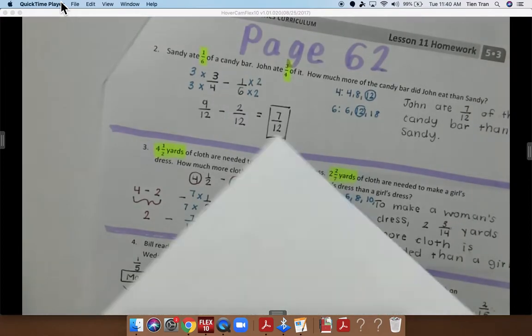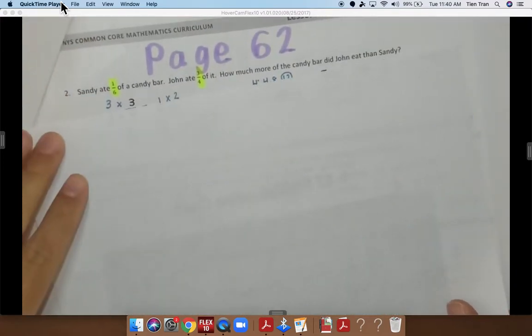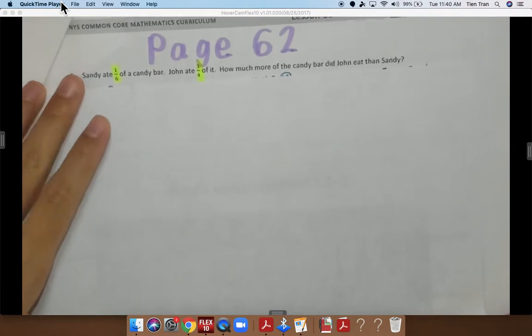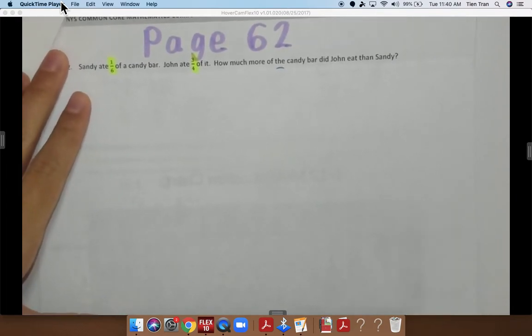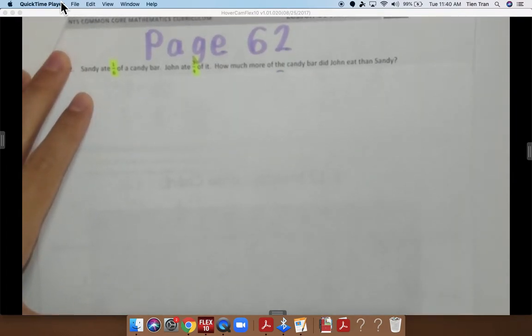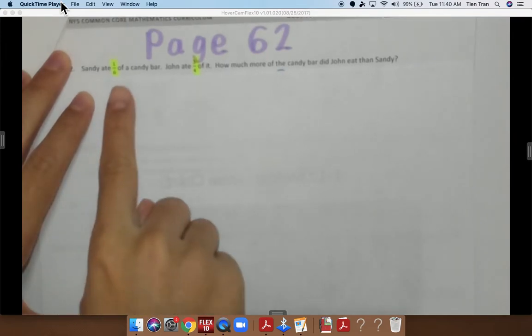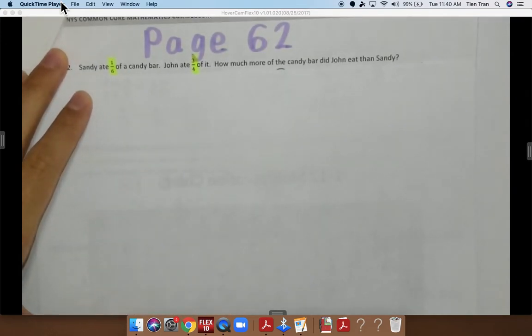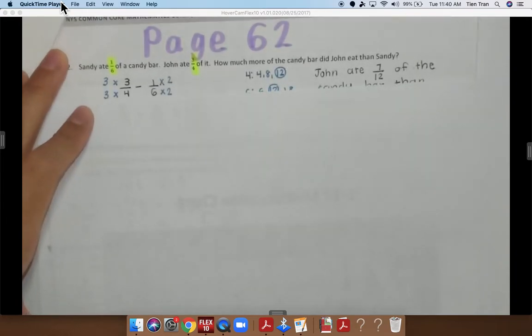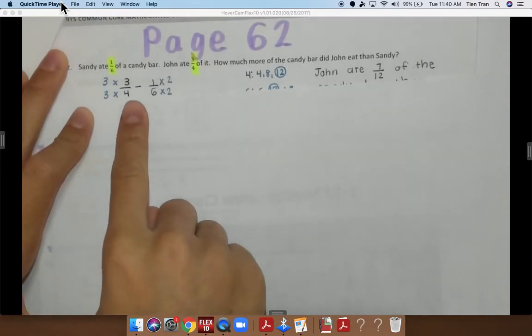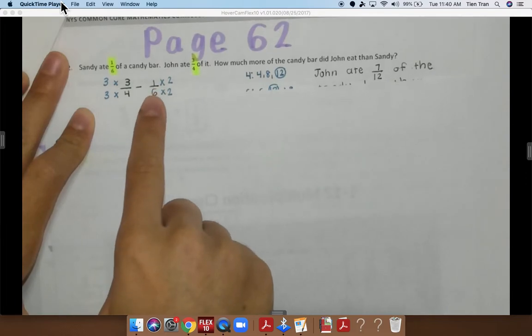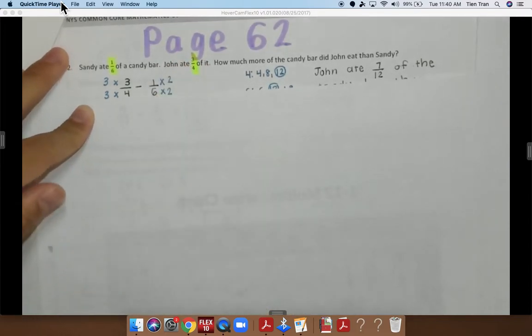This is page 62. For page 62, I'm going to read the question out loud for you. It says right here, Sandy ate 1/6 of a candy bar. John ate 3/4 of it. How much more of the candy bar did John eat than Sandy? So I noticed there's 1/6 and 3/4. I need to subtract those numbers in order to find the answer. So I'm subtracting 3/4 minus 1/6 because 3/4 is larger than 1/6. That's why I'm using 3/4.